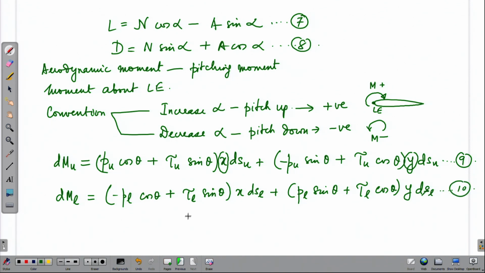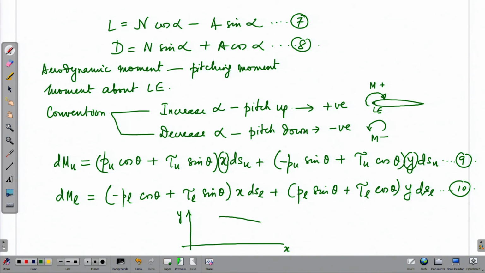So, let us suppose this is your axis system. The chord is of course along the x axis and you are looking at some portion of the upper surface. Let us say this is a point A and you are looking at its coordinates. You can define its coordinates as say x A and y A.